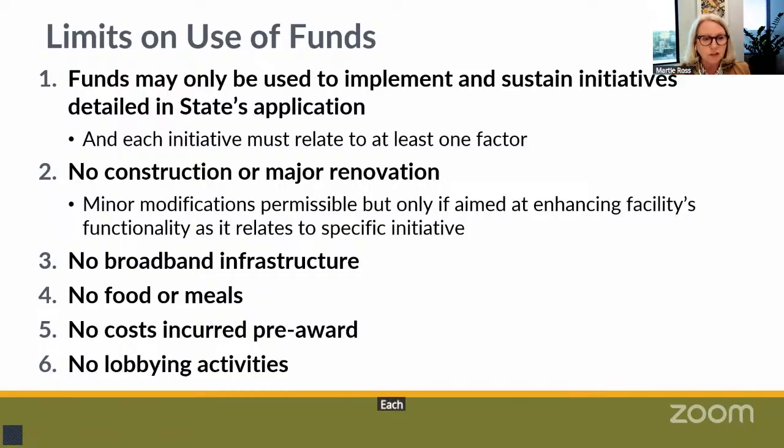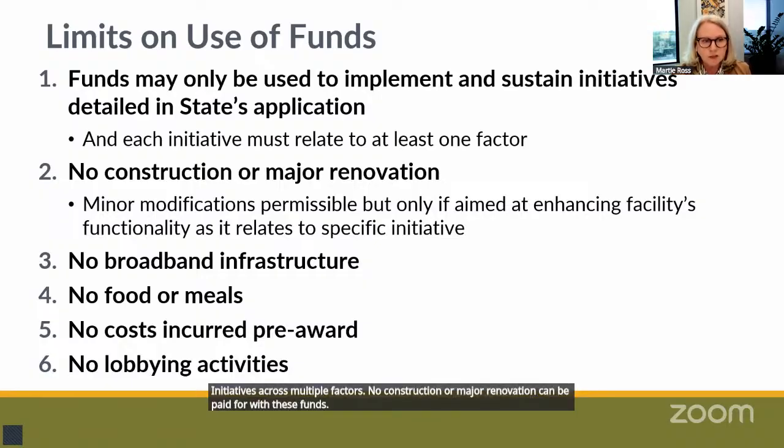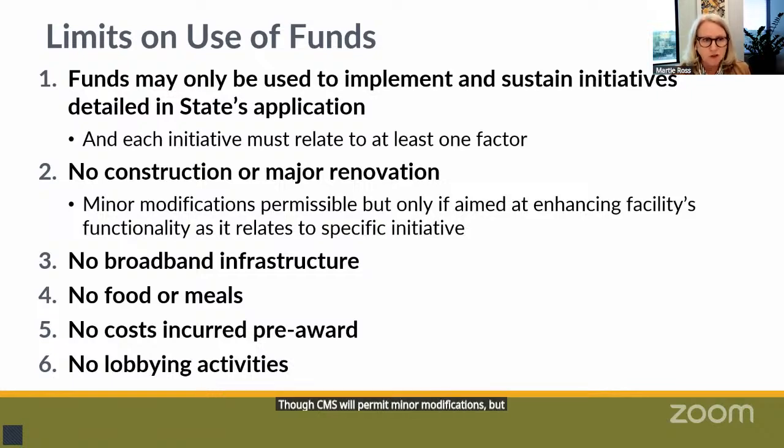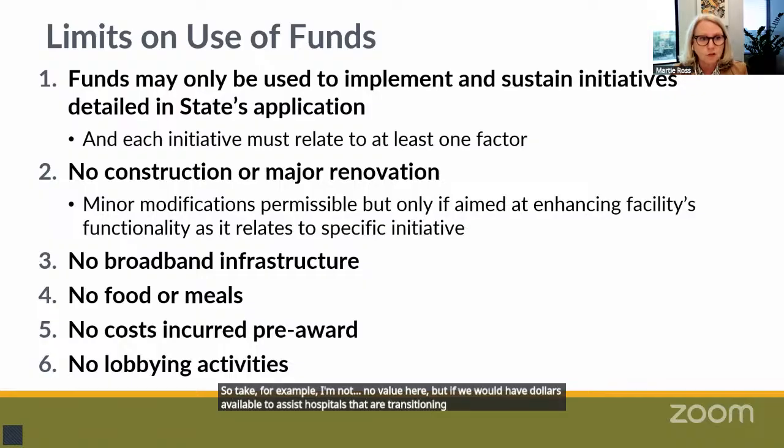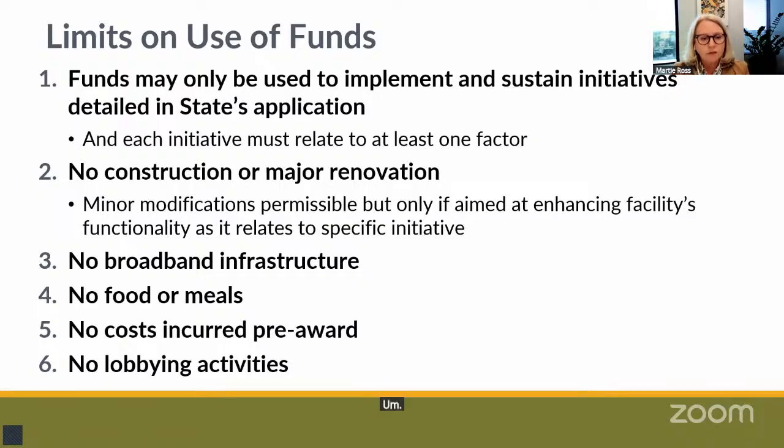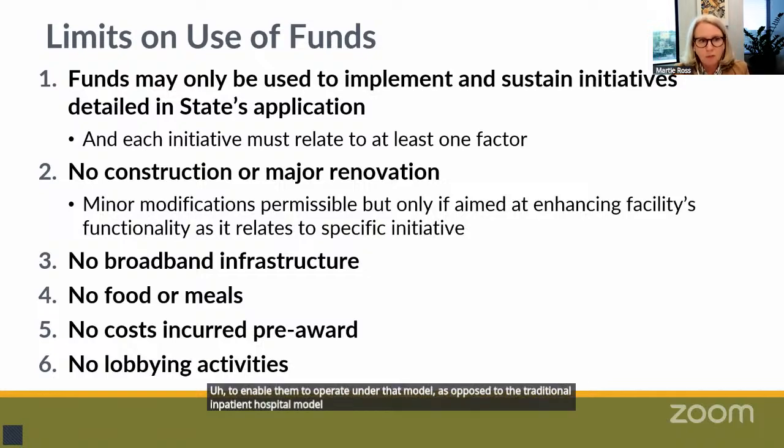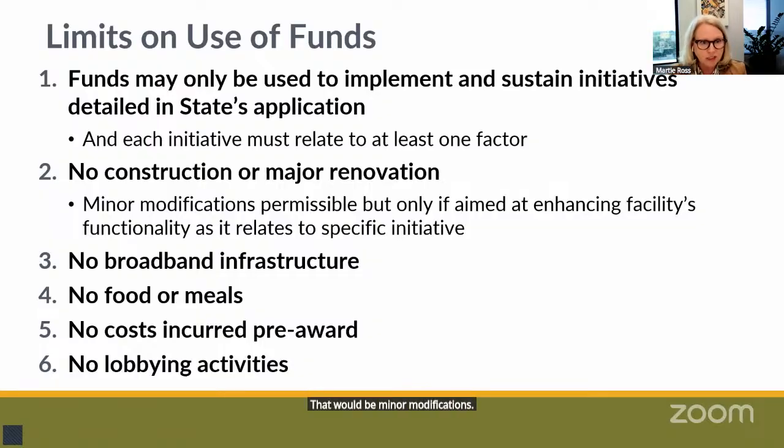Each initiative must relate to at least one factor, but you could have initiatives across multiple factors. No construction or major renovation can be paid for with these funds, though CMS will permit minor modifications, but only if those modifications can be tied to enhancing a facility's functionality as it relates to a specific initiative. So take, for example, no value here, but if we would have dollars available to assist hospitals that are transitioning to the rural emergency hospital model, they could make renovations to their facility to enable them to operate under that model, as opposed to the traditional inpatient hospital model. That would be minor modifications clearly tied to a specific initiative.